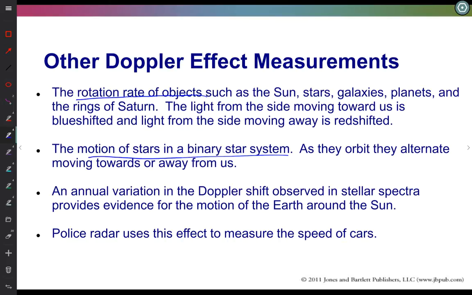The annual variation Doppler shift provides evidence for motion of the Earth around the sun. Yeah, if you're a flat earther, you've got to throw that one out.